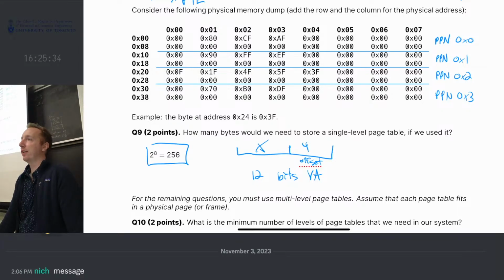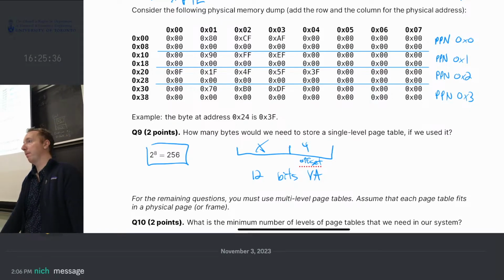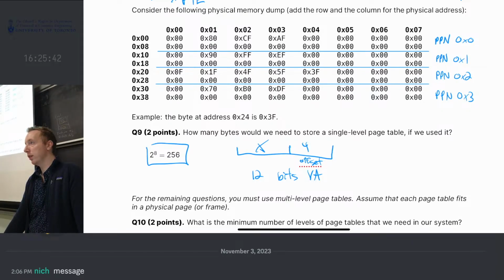So each page is 2 to the power of 4. Yep. And the page table entry is 1 byte, so it's 2 to the power of 0. Which means we have 4 bits for the index. So each page contains 4 bits. So we have 8 left. So it should be a 2 level page table.